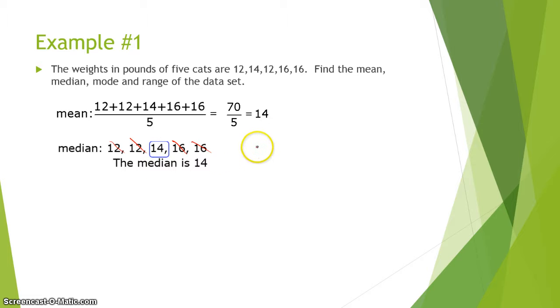Again, if I had 2 values, like if I had 2 14s in the center, this is just an example, what you would do is add them together to get 28, divided by 2 to get 14. The mode are the most occurring numbers. So notice your most occurring numbers are 12 and 16. They both occur twice. So you have 2 modes, which are 12 and 16. Your range, you will subtract. 16 minus 12 is going to give you 4. So those are your answers for that example there.